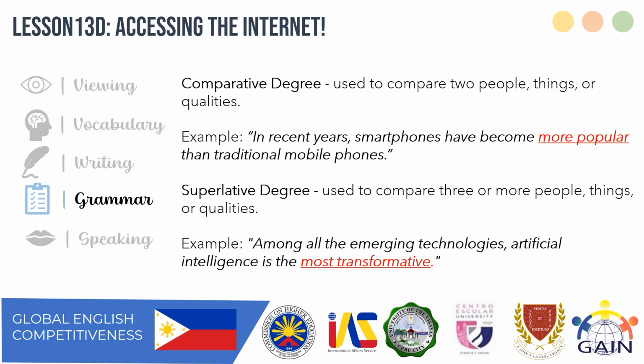Now, superlative degree, on the other hand, is used to compare 3 or more people, things, or qualities. For example, among all emerging technologies, artificial intelligence is the most transformative. Here we are comparing all emerging technologies, that is more than three, right? So we use most. In order to create the superlative degree, we add est to short adjectives or use the word most before long adjectives.